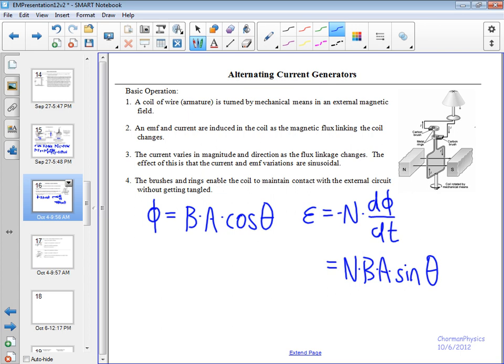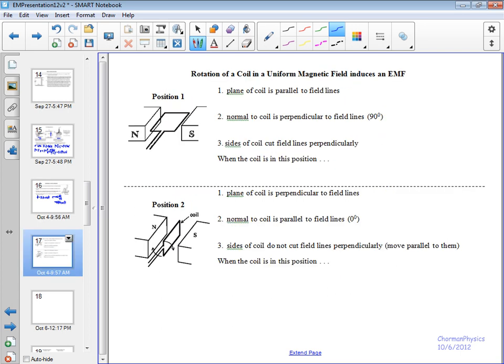The coil is attached to a couple of brushes, which maintain contact on a couple of rings, or it could be the other way around. Those rings are attached to the coil itself while the brushes are connected to the circuit. I believe that's what the image has here. What that does is maintain contact in the circuit without things getting tangled up, so there's always a conducting pathway in the circuit. So what we end up with is an alternating EMF, and that alternating EMF, of course, causes that alternating current.